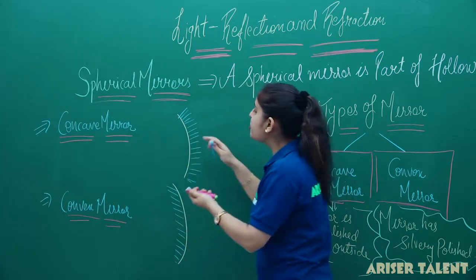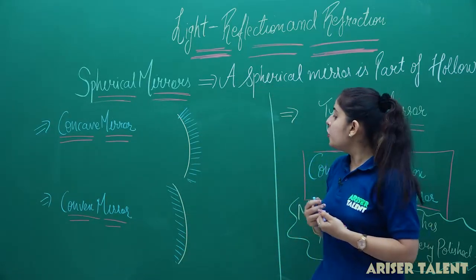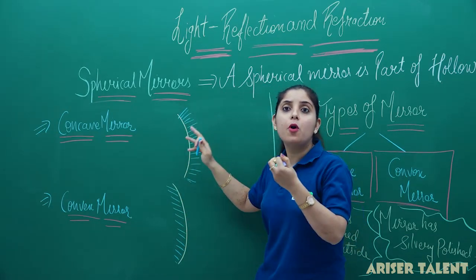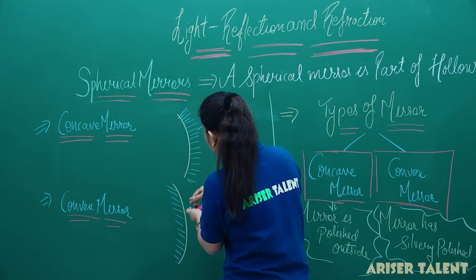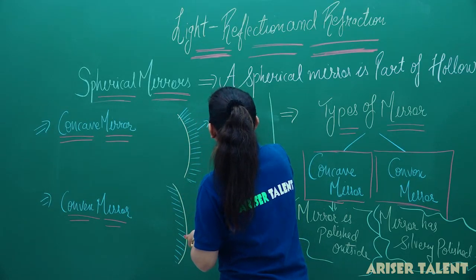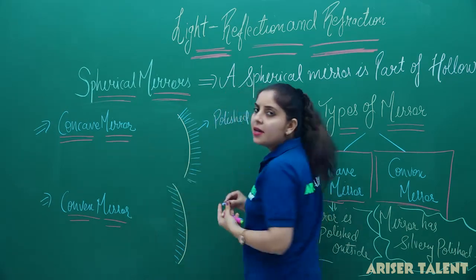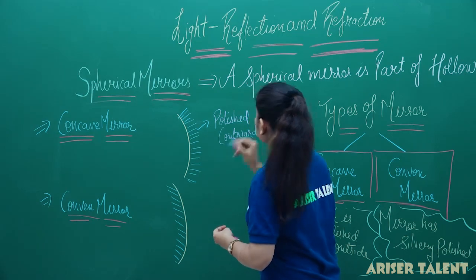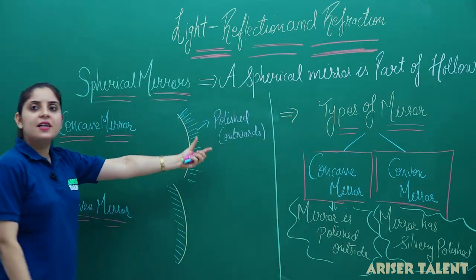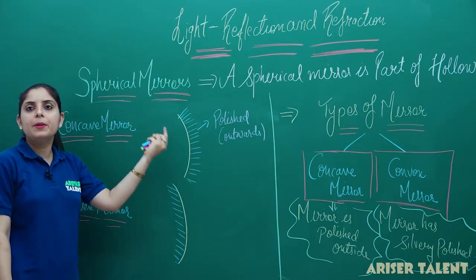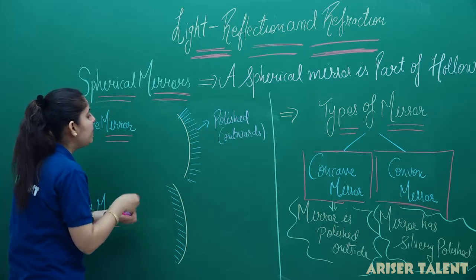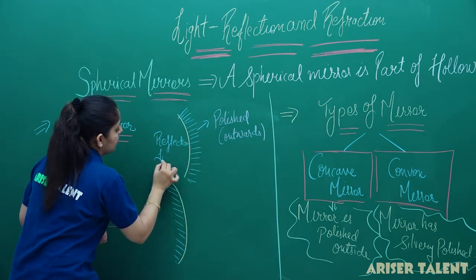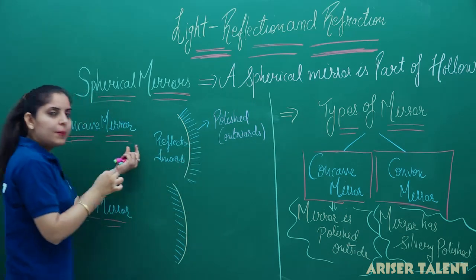this is the simple thing which is representing concave and convex mirror. So you can see that if the mirror is polished outwards, it means this silver polishing is done outwards. We can say that the mirror is the concave one. Similarly, if polishing is done outwards, you can say that the reflection is going to take place inwards. So where will the reflection take place? Reflection inwards. So this will be our concave mirror.